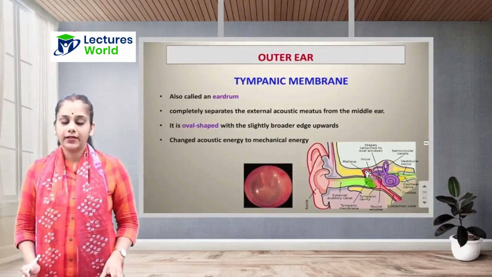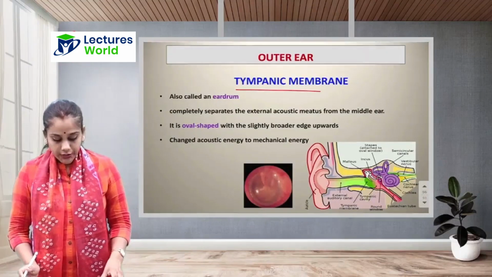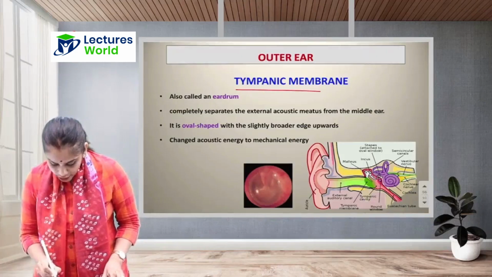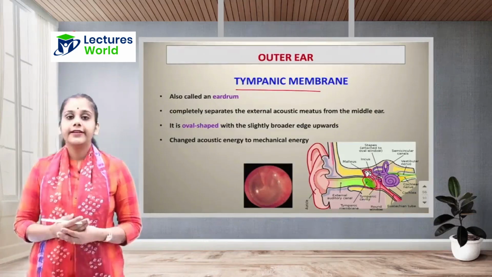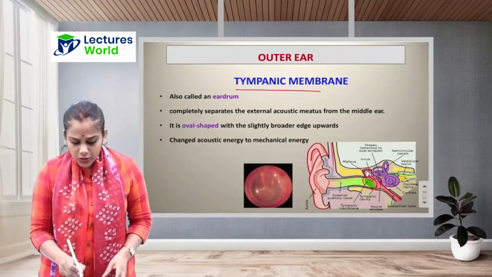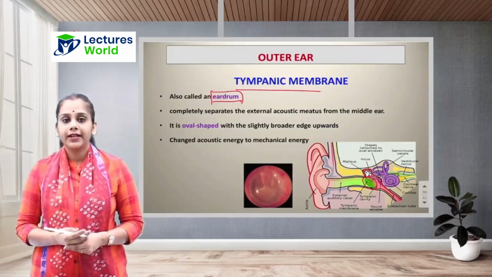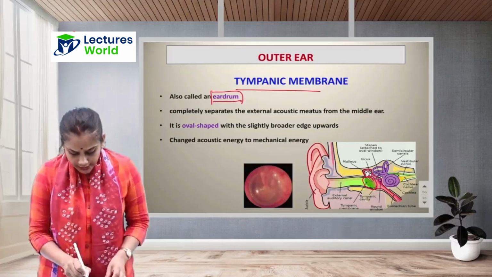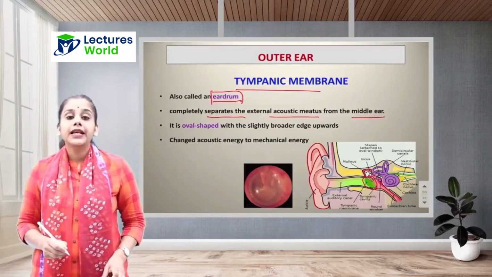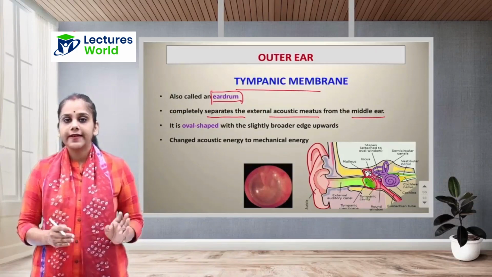Now in the outer ear, the next part is the tympanic membrane. It is also called the eardrum. You can see here the tympanic membrane in dark green color. Another name of the tympanic membrane is the eardrum. It completely separates the external acoustic meatus from the middle ear. It is a membrane between the external ear and the middle ear.